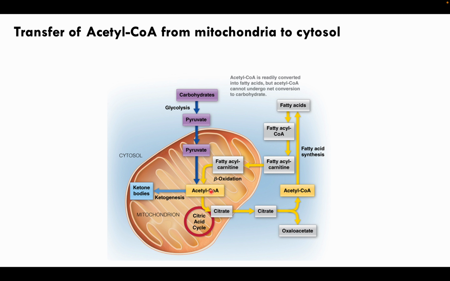So what we need to do is this acetyl coenzyme A first needs to be converted to the citrate, the first step of the TCA cycle, citric acid cycle. And this citrate can go outside, which can again be converted to acetyl coenzyme A and release oxaloacetate. And then this acetyl coenzyme A, by the action of a different enzyme, can be converted to fatty acids.